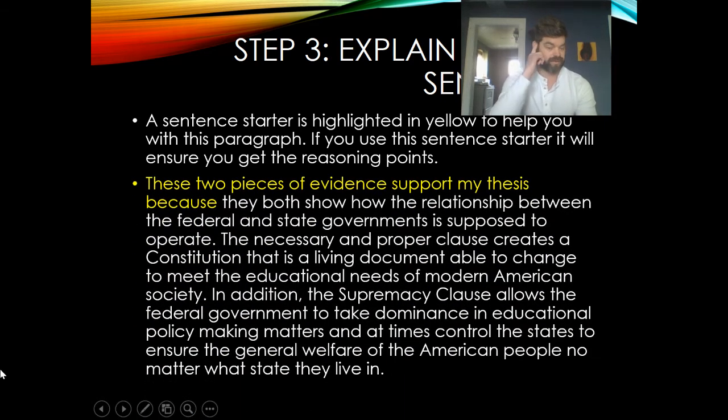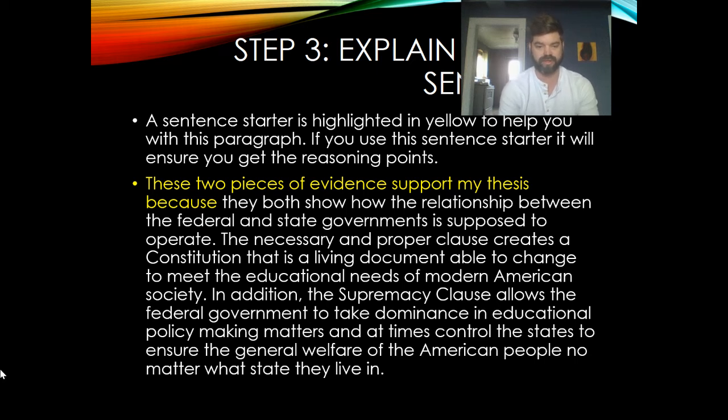Okay, so here's the last part of the essay. And the yellow is the sentence starter. These two pieces of evidence support my thesis because. So if you just come out and state these two pieces of evidence support my thesis because, you'll get those reasoning points as long as you're correct and your evidence is correct. Because the reader, the essay grader, sees that you're making an effort to directly show how your evidence is supporting your claim. Okay, so here's my writing. These two pieces of evidence support my thesis because they both show how the relationship between the federal and state governments is supposed to operate.